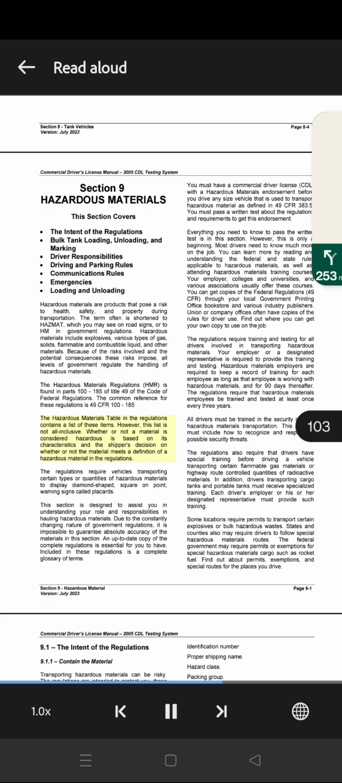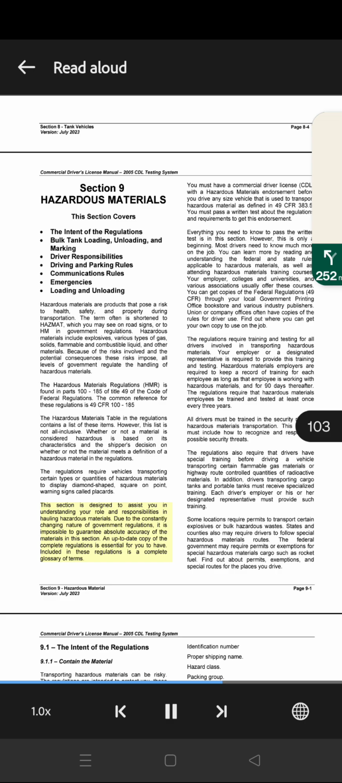Whether or not a material is considered hazardous is based on its characteristics and the shipper's decision on whether or not the material meets a definition of a hazardous material in the regulations. The regulations require vehicles transporting certain types or quantities of hazardous materials to display diamond-shaped, square-on-point, warning signs called placards. This section is designed to assist you in understanding your role and responsibilities in hauling hazardous materials.